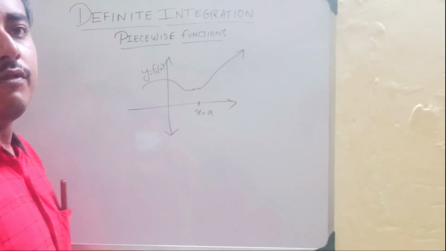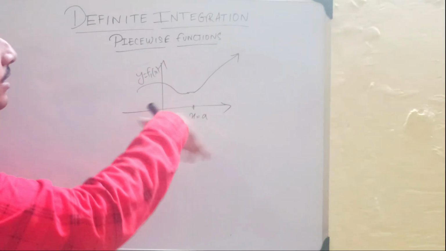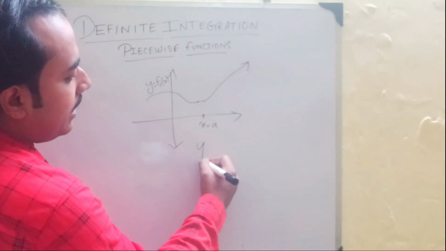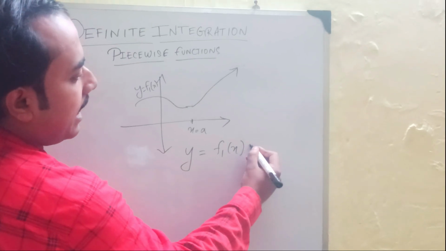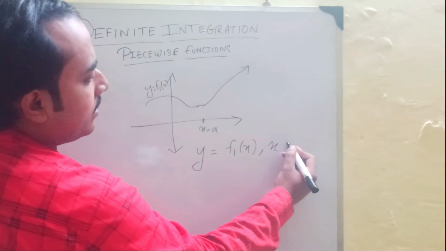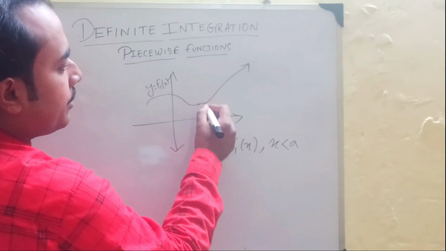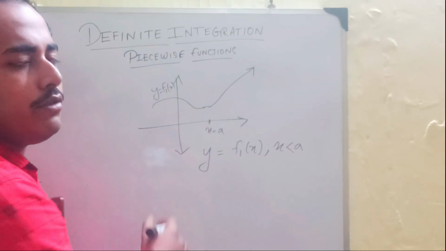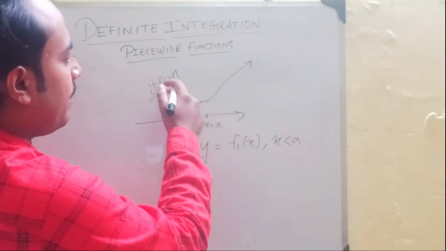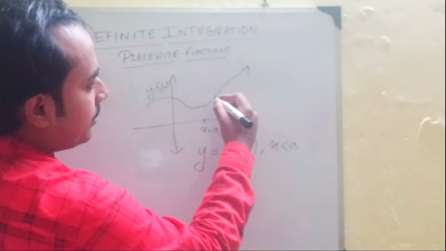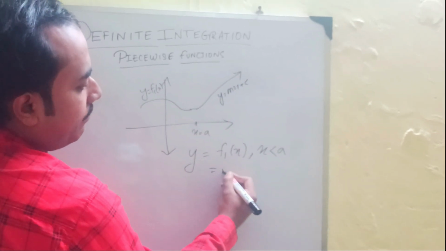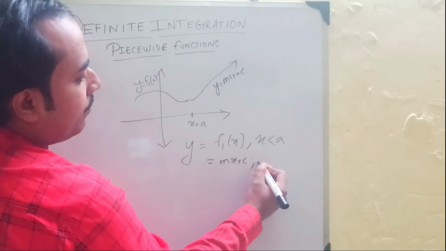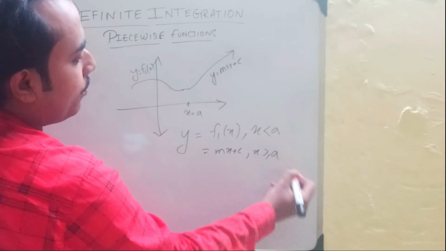So when you define this whole function, you are going to define it like this. y equals f1 of x, and this is true when x is, let's say, less than a. Let's say the function goes up to all values where x is less than a. It is defined for that. And this function, let's say this line is mx plus c. The function would be mx plus c for all x greater than or equal to a.